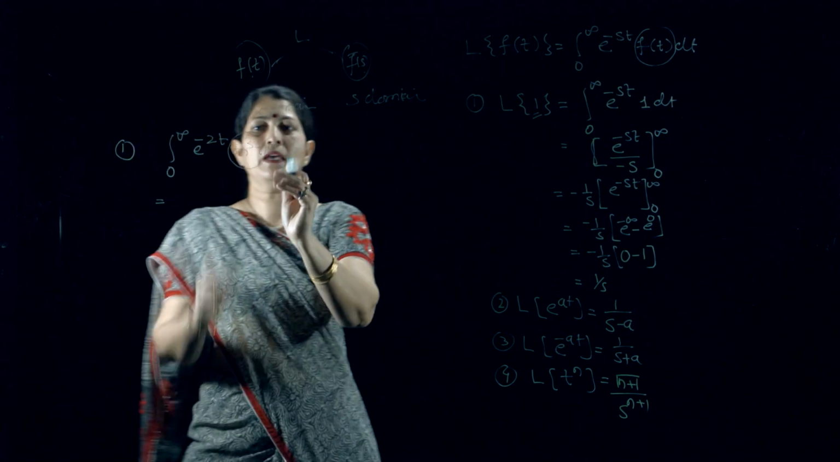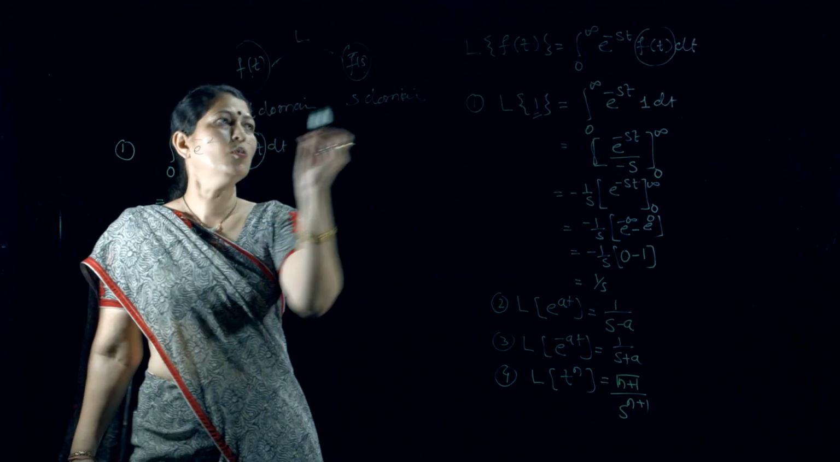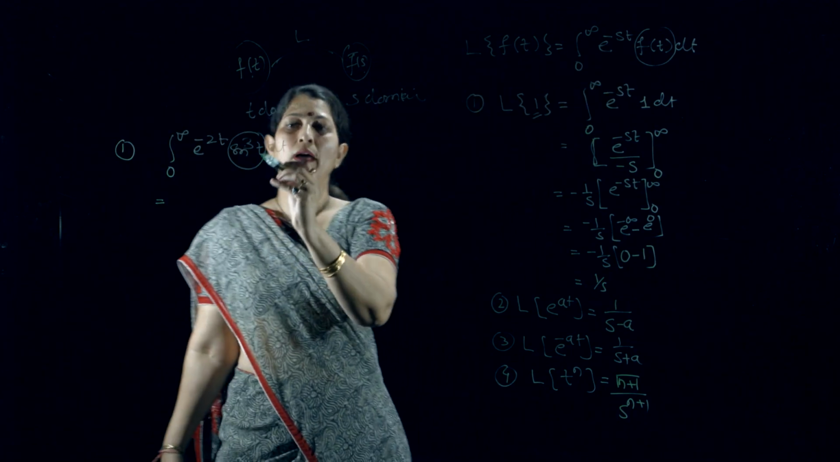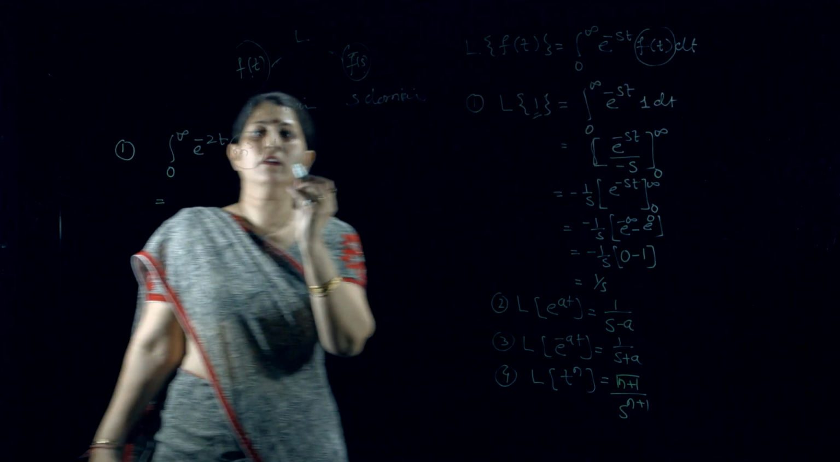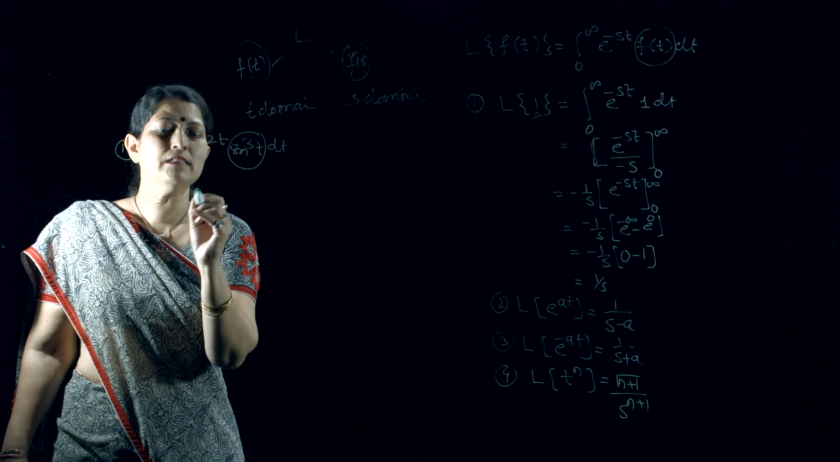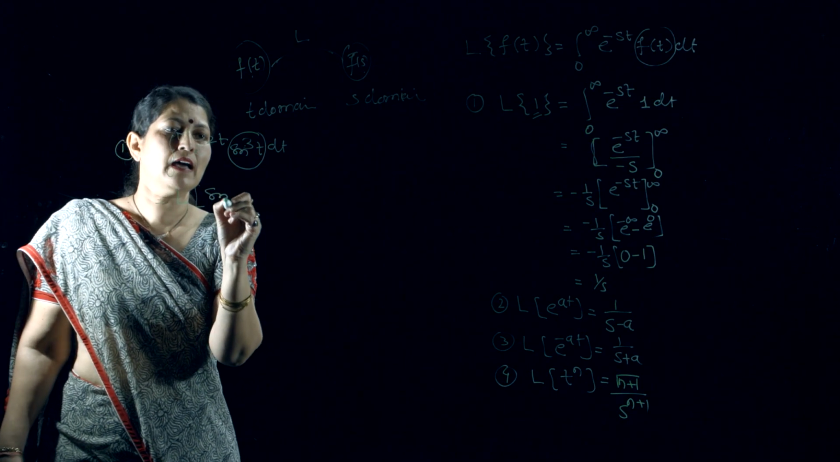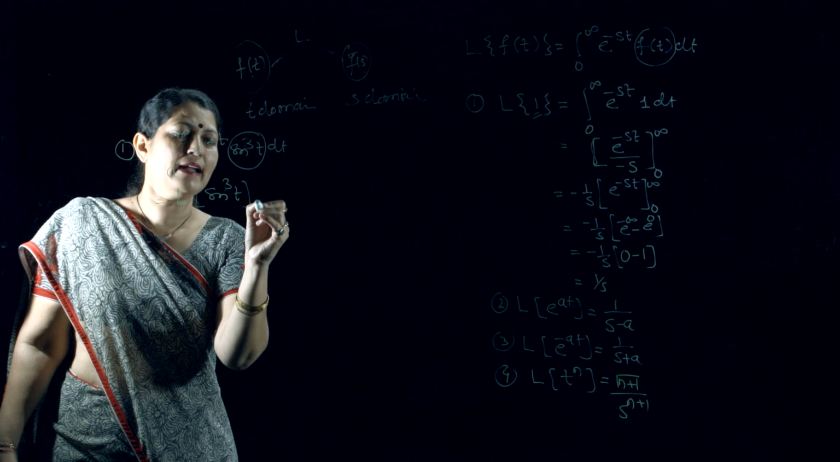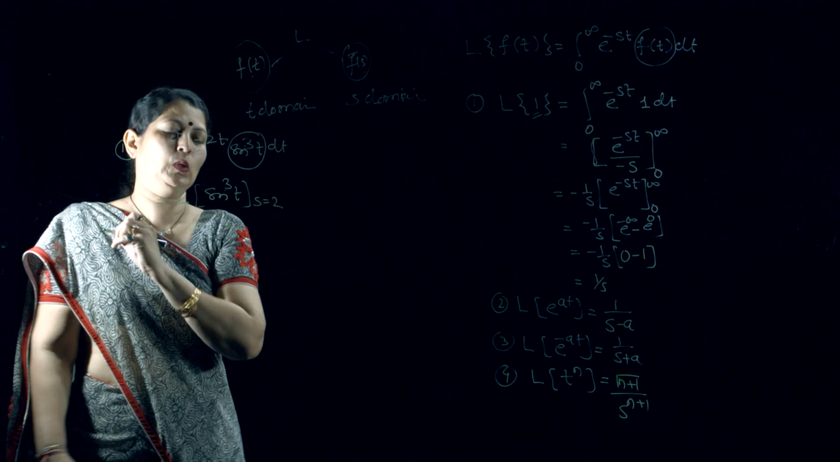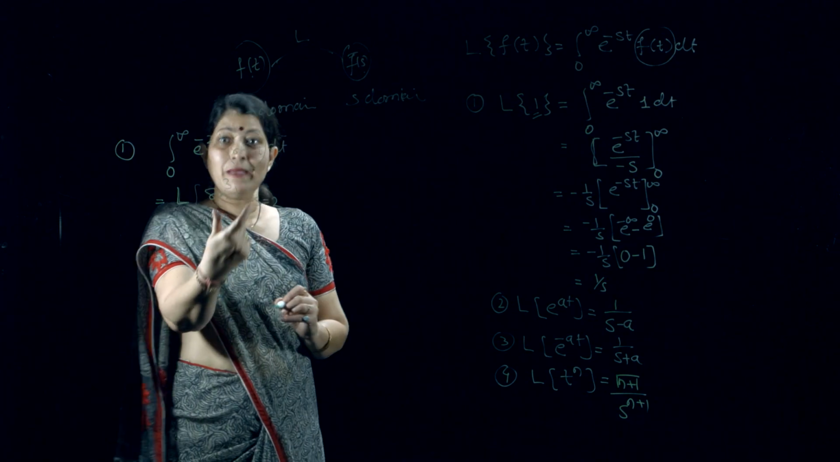So we can compare this integral with the definition itself. Here 2 means s is equal to 2, and what is f(t)? f(t) is equal to sine cube t. Okay. So we can write it as nothing but the Laplace transform of sine cube t at s is equal to 2. Okay.